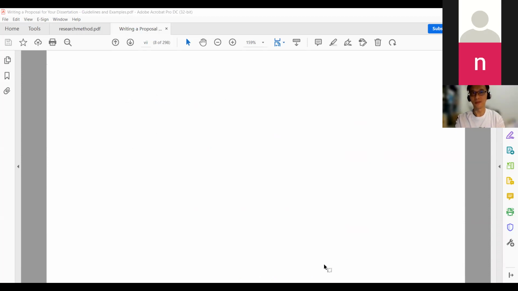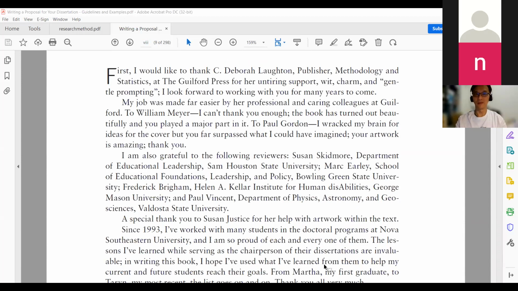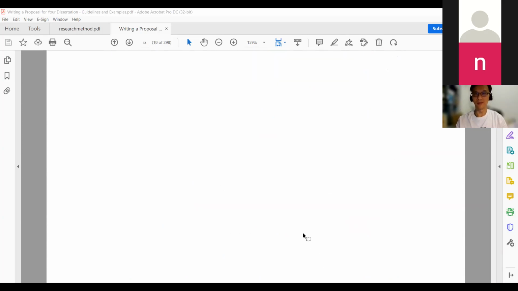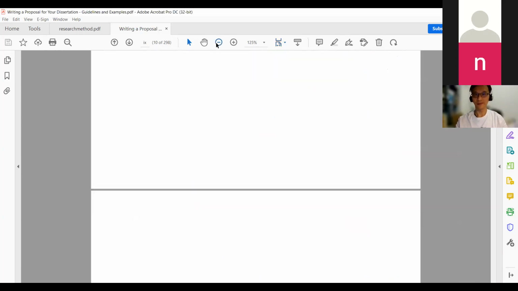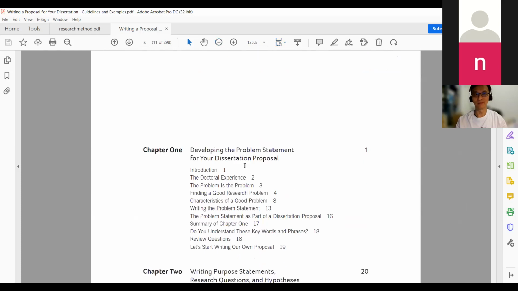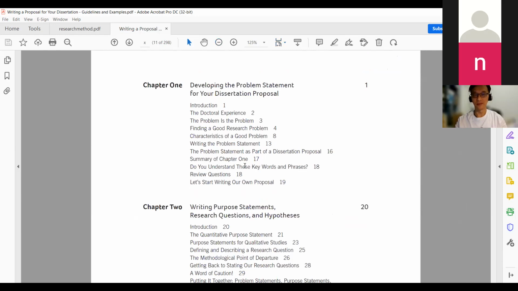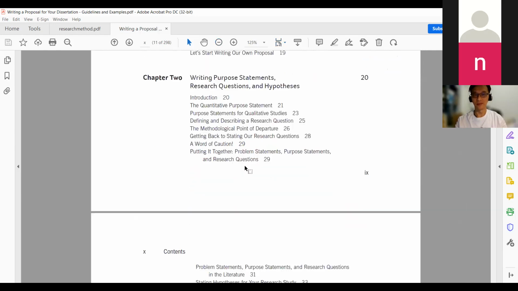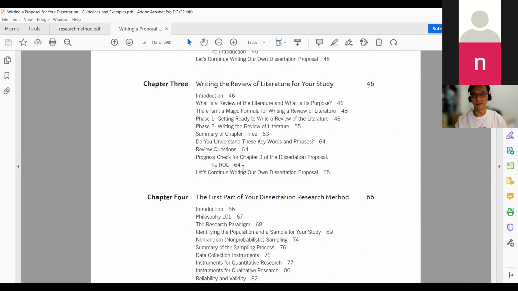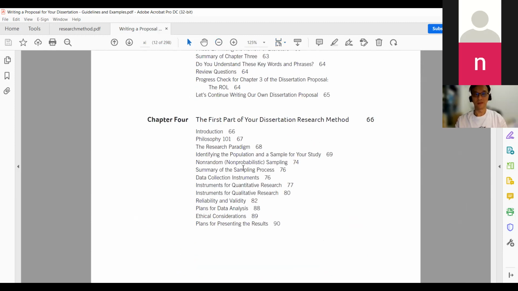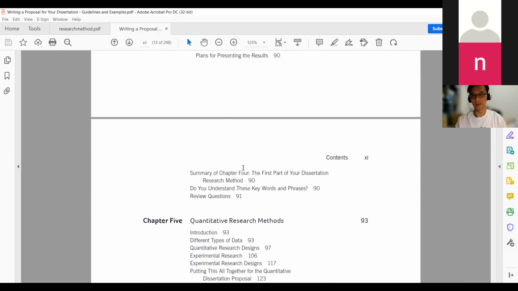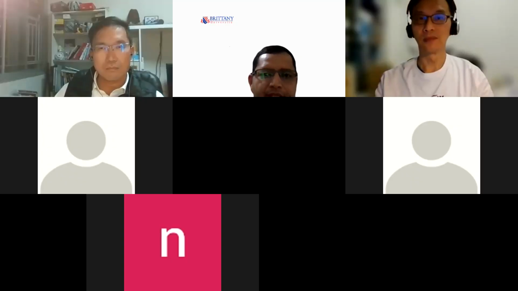All the information I have discussed today is also stated very clearly, so it will be a good guideline for you. See, chapter 1, writing problem statement for your dissertation, purpose statement, research question, hypothesis, all this information is there, chapters 1, 2, 3. But this is only for your reading. You need to follow the structure or format of Brittany University. This is from the Western. So this is just a textbook for your information.